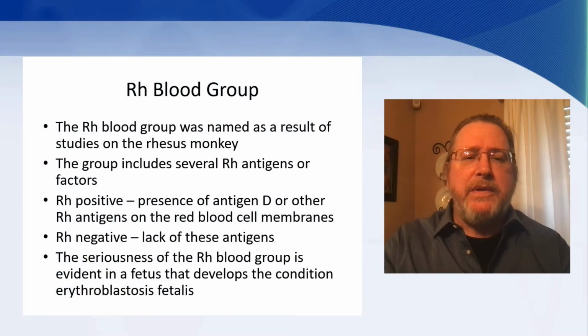The first thing we need to look at are a few details about the Rh blood group. It was named as a result of studies on the rhesus monkey. There are several different Rh antigens, but the one we're concerned with today is the D antigen. If you have the D antigen on your red blood cells, you're Rh positive. If not, you're Rh negative.